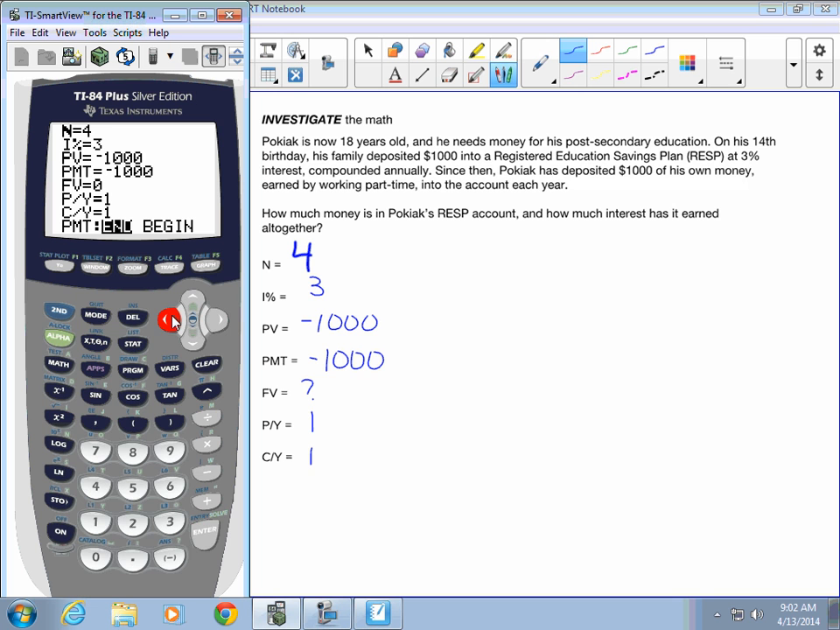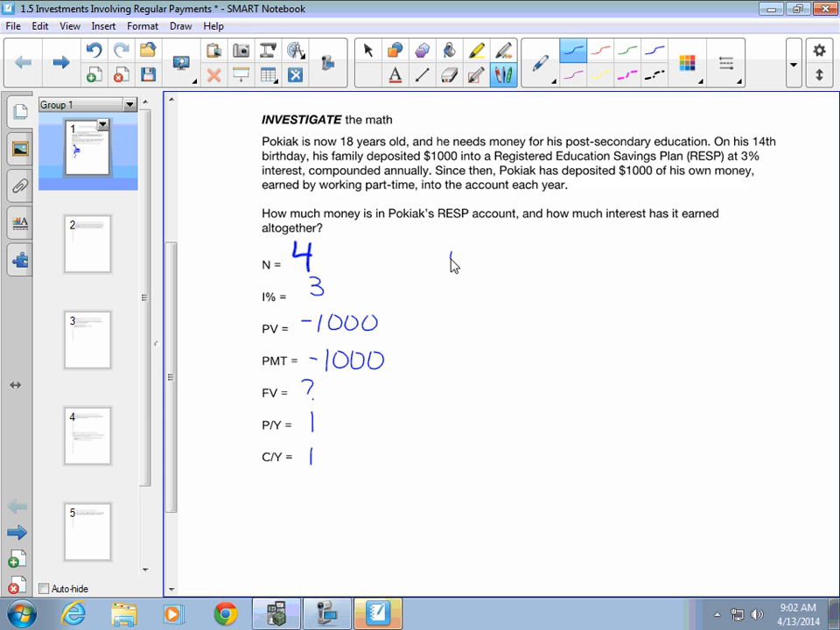On future value here, if you hit alpha and enter, it shows you that his future value, or the A, is equal to $5,309.14.